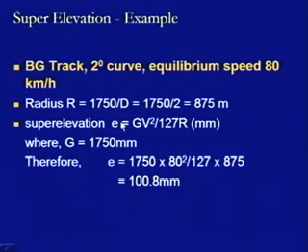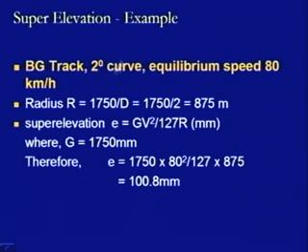We will just look at an example here. There is a broad gauge track which is provided with a 2-degree curve, and the equilibrium speed is defined as 80 kilometers per hour. For this, we have to compute the value of super elevation.